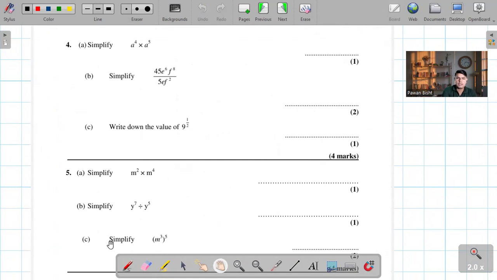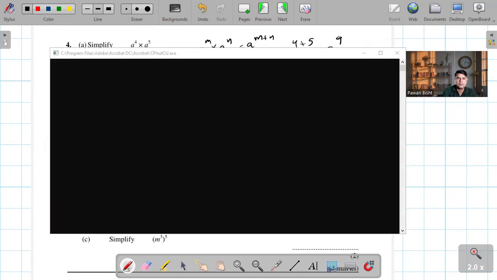Base same and there is a multiplication, so power will add. First property we can apply, a to the power m times a to the power n is a to the power m plus n. So a to the power 4 times a to the power 5 is a to the power 4 plus 5, which is a to the power 9.